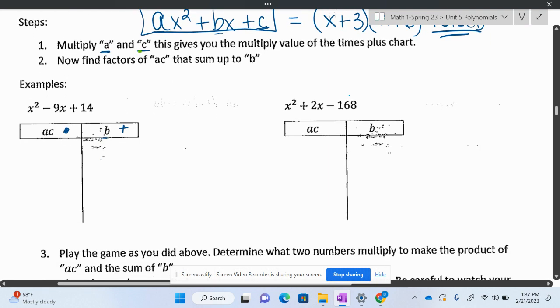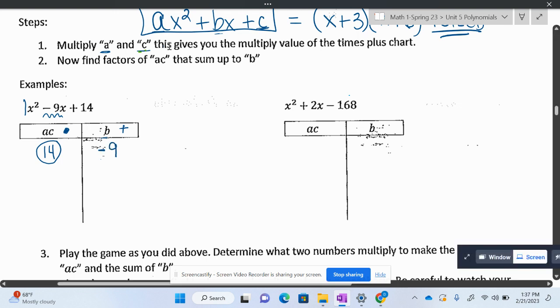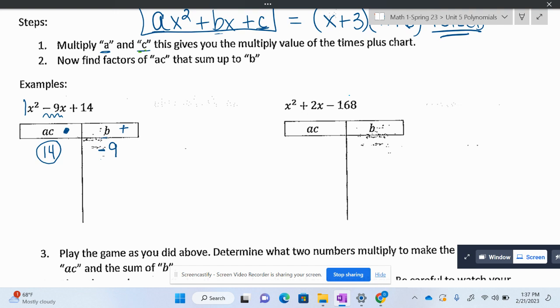So let's look. If I want to figure out the product right here, I have to take a times c. So the number attached to the x squared is a, so 1, times c is 14. So what is 1 times 14? Okay. So I want two numbers that multiply together to equal 14, that when I add them, I get a sum of, what is the number attached to the x term? Okay, hang on. That when I add them, I get a -9. You jumped the gun. You get a -9. And yes, the two numbers are -2 and -7.